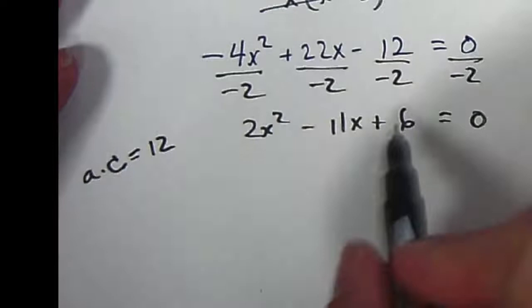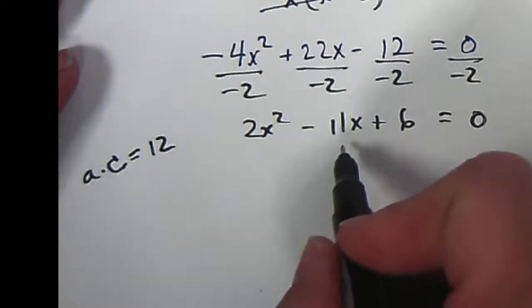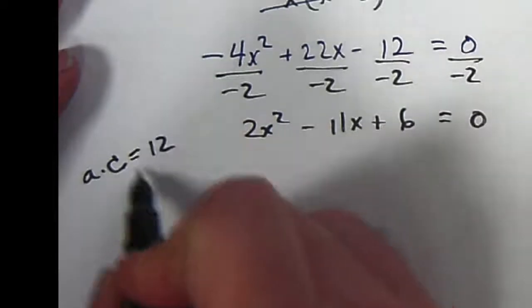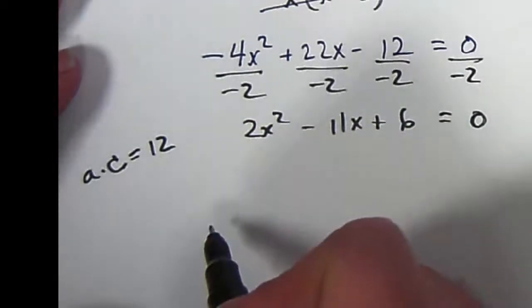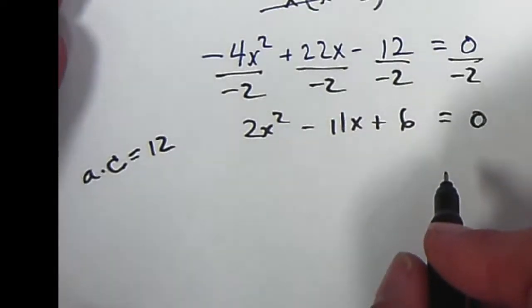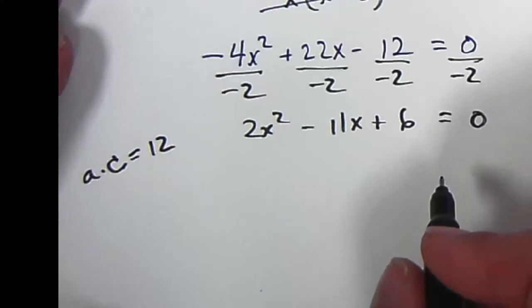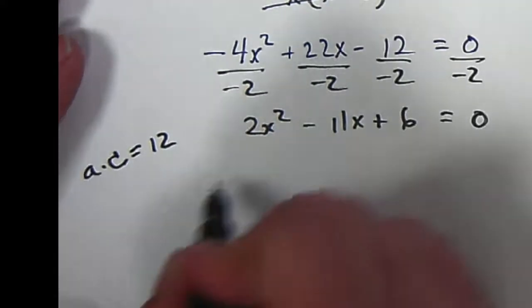But 1 times negative 12, yes, that adds to negative 11, but 1 times negative 12 is negative 12, and we're given a positive 12 here, right? So that won't work. In fact, this is prime, and the only way you're going to solve this is completing the square or the quadratic formula. So let's do quadratic formula.